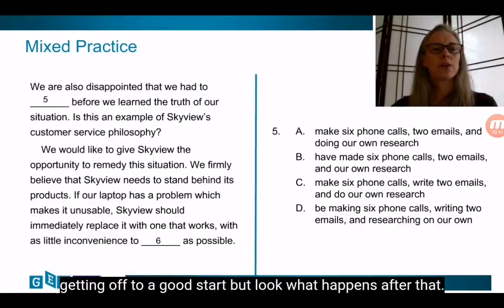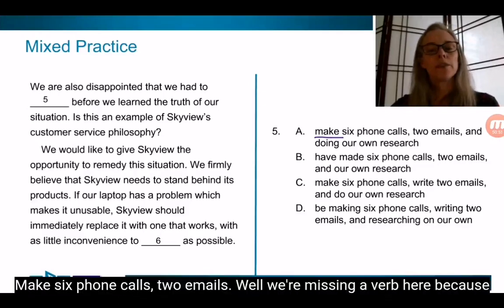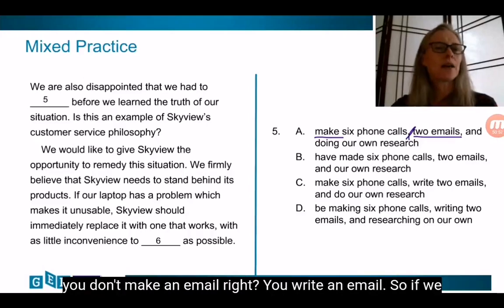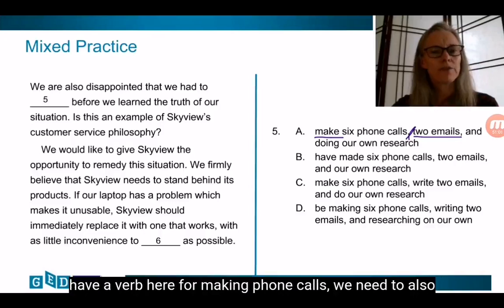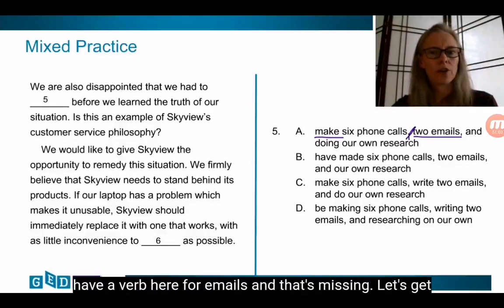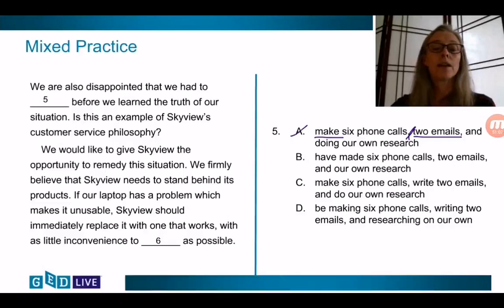Okay, well that seems like we're getting off to a good start, but look what happens after that. Make 6 phone calls, 2 emails. Well, we're missing a verb here because you don't make an email, right? You write an email. So if we have a verb here for making phone calls, we need to also have a verb here for emails, and that's missing. Let's get rid of A right away.